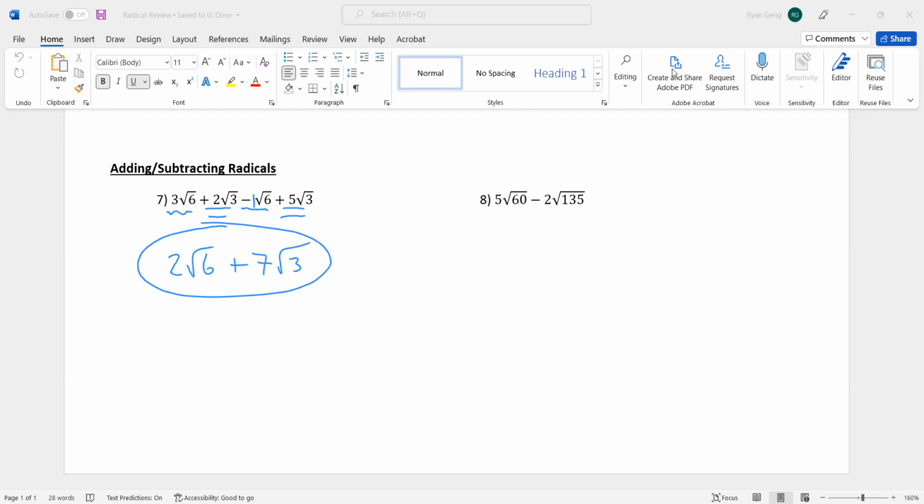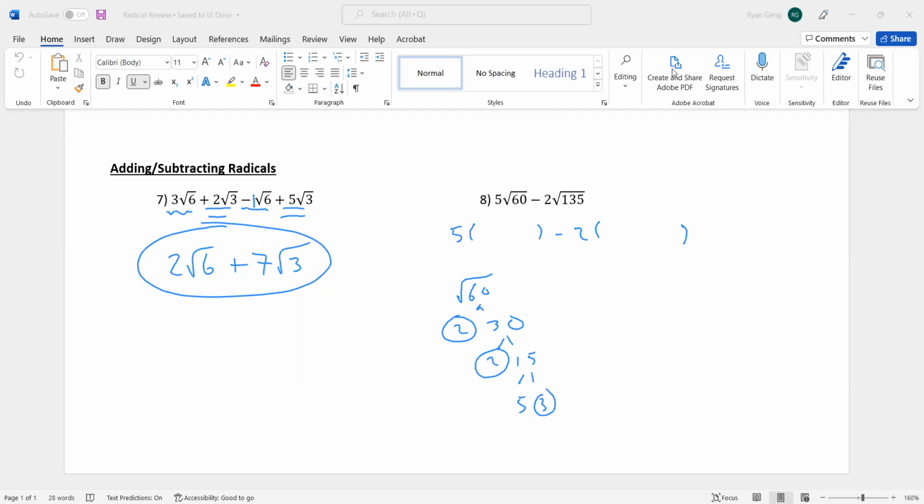Last one. These are not like radicals. Can't put them together, but 60 and 135 can both be broken down. I don't want to lose the 5 that's already on the outside, and I don't want to lose the 2 that's already on the outside. So I'm going to do that. And now I'm going to go break down 60. I'm going to do this again very quickly because I've done it several times already.